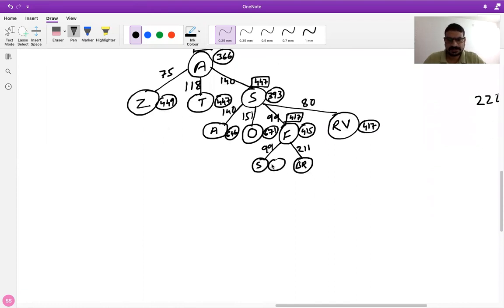Definitely 591 is greater. Now for the Bucharest, we'll calculate the same thing. It will be 140 plus 99 plus 211. And for the Bucharest, because this is the goal node, the heuristic is 0.